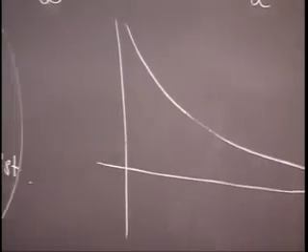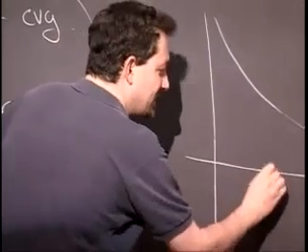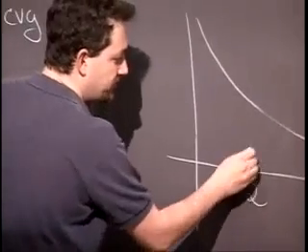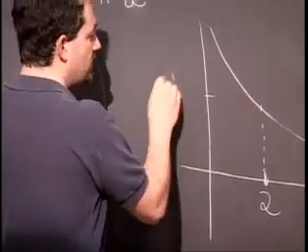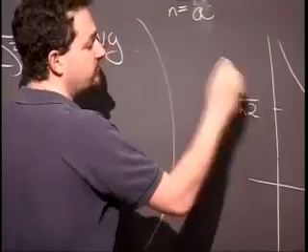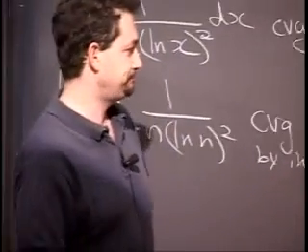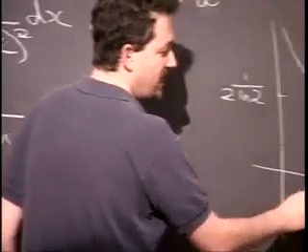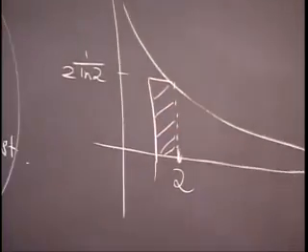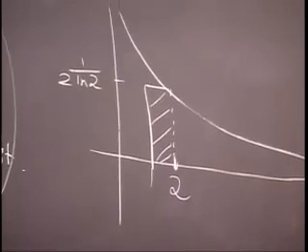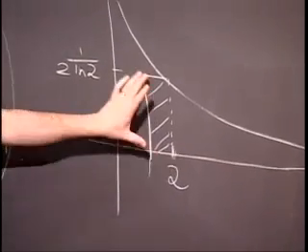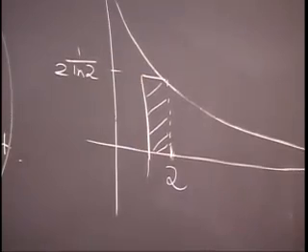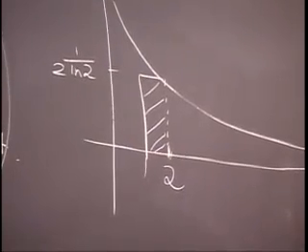Okay, so what we want is the series beginning at 2. Now, if you go up to 2 on this function, you get 1 over 2 log 2, which is the first value of the series. Now, suppose I draw a rectangle of width 1 here. What's the area of that rectangle? Well, the width is 1, so the area is 1 over 2 log 2. That's the first term in our series.